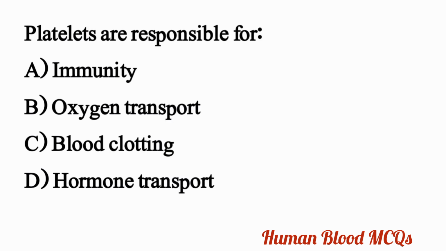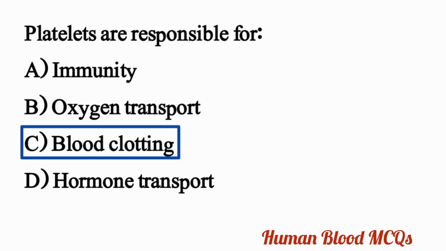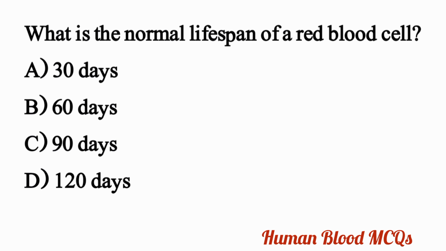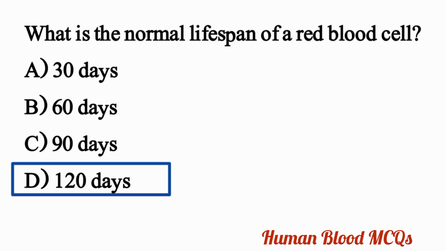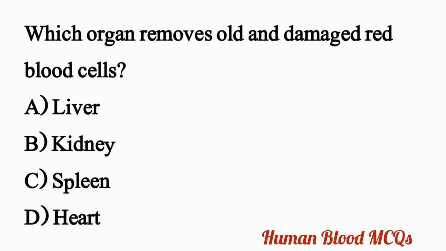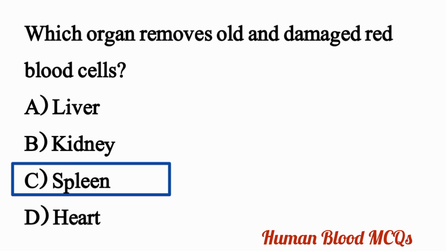Platelets are responsible for. The right option is option C, blood clotting. What is the normal lifespan of a red blood cell? The right option is option D, 120 days. Which organ removes old and damaged red blood cells? The right option is option C, spleen.